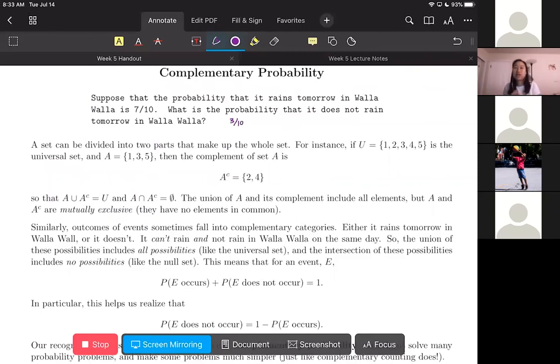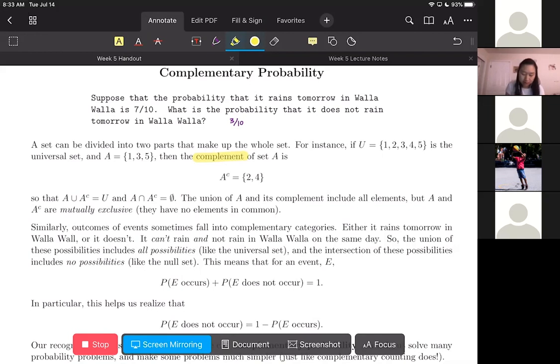And let's see if we can generalize this idea. If we have this set where the set will represent the total set of outcomes, you can always divide that set into two parts that make up that whole set. For example, if you have the set U that's 1 through 5 and a set A that's 1, 3, and 5, then we can take what we call the complement of the set, which is all the elements that are not in set A that are in the total universe of elements. So in this case, the complement of A inside U as the universal set is going to be 2 and 4, because those are the elements that are not in A.